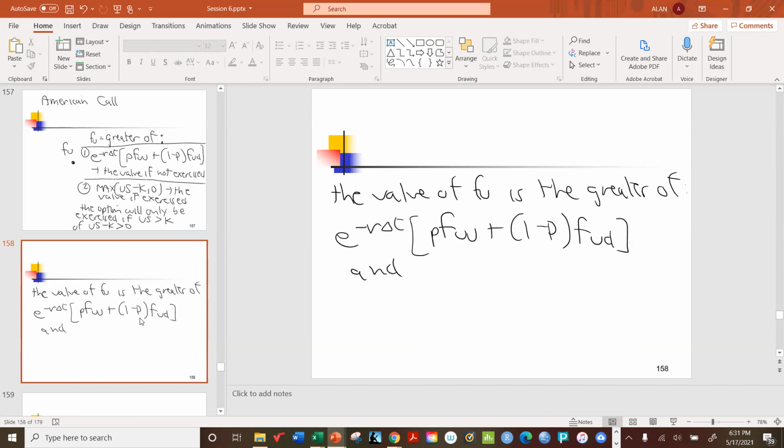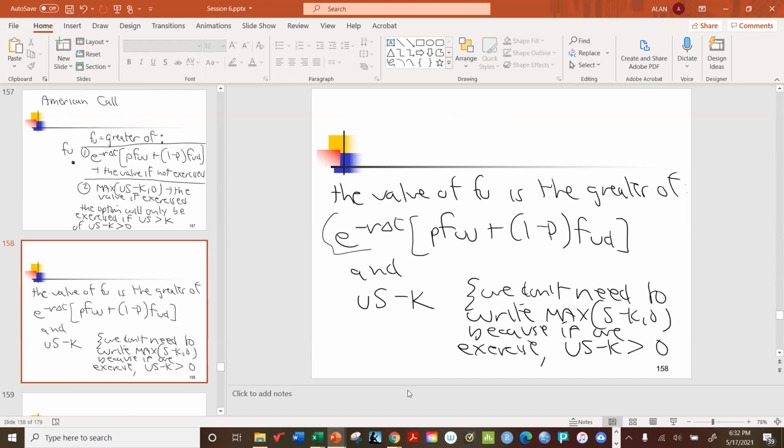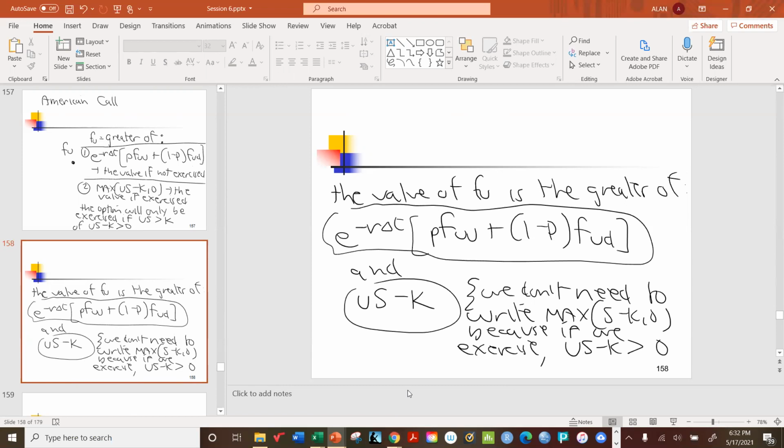Okay, so again, this top one is the value if not exercised. And here's the thing though, we don't need to write max, because if we exercise, that guarantees us that S minus K is positive. So basically, this is the comparison you're making when you decide between exercising and not exercising.